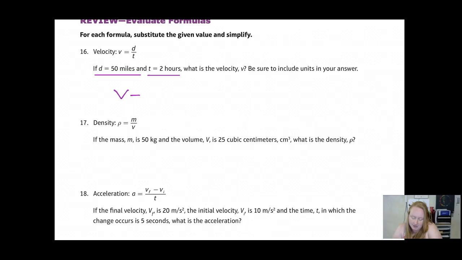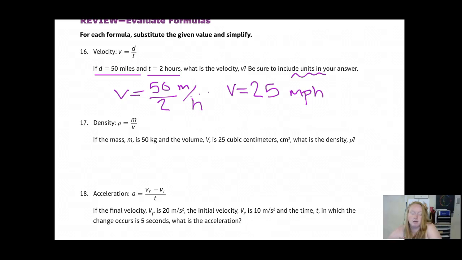So we get v equals 50 over 2. So I'm going to keep going, and I'm going to say 50 divided by 2 is 25. So I get v equals 25. And since it said to include units, I'm going to say that this was miles per hour. So it was miles over hour. So we're going to say MPH, miles per hour. Okay.